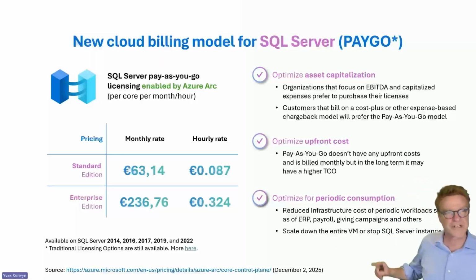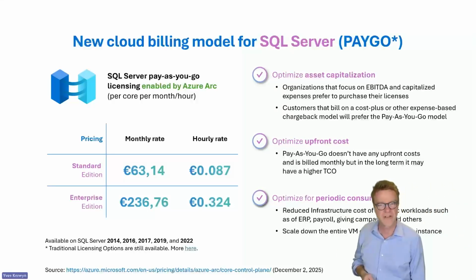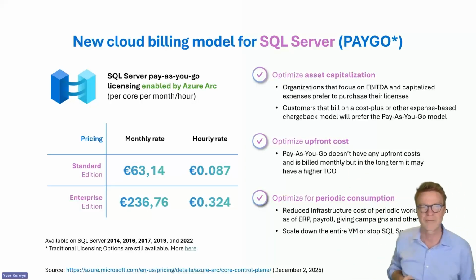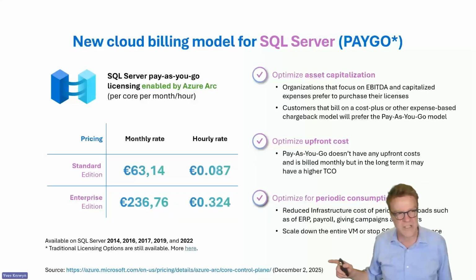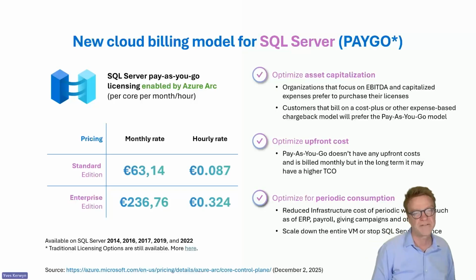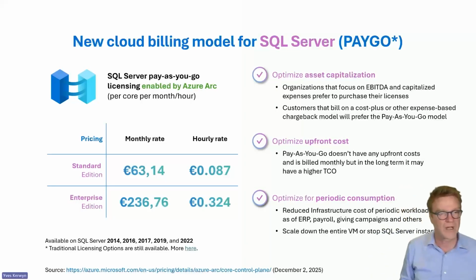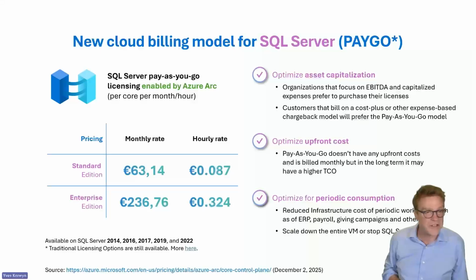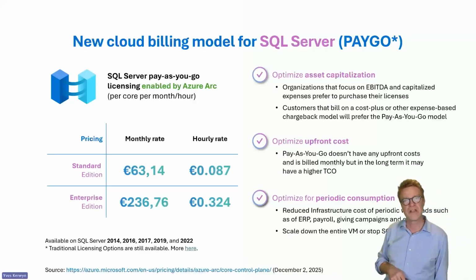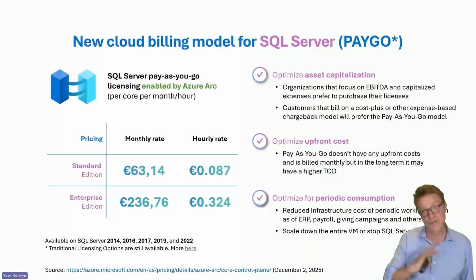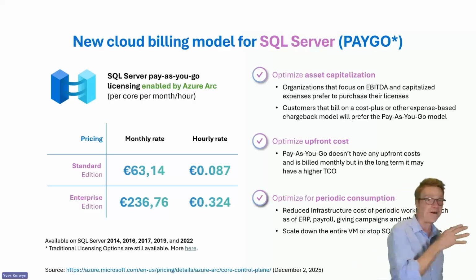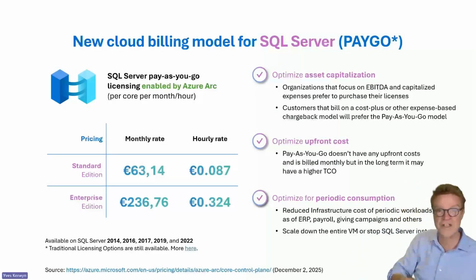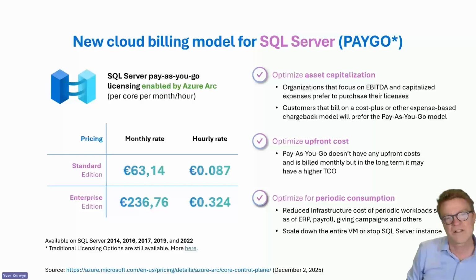For SQL Server, the same story. There you see for Standard Edition, Enterprise Edition, the same slides actually as before, the same explanation. But you see that there is an hourly rate. And there you see available for SQL 2014, 16, 17, 2019, 22. And the traditional licensing options are still available, remember, that's what I said, but this model is certainly interesting. So going from SPLA to CSP and connecting everything through Azure Arc gives you, from a pure licensing perspective, these prices.